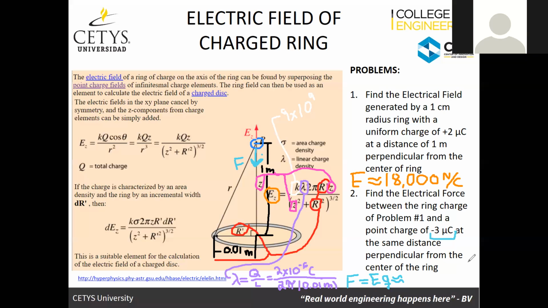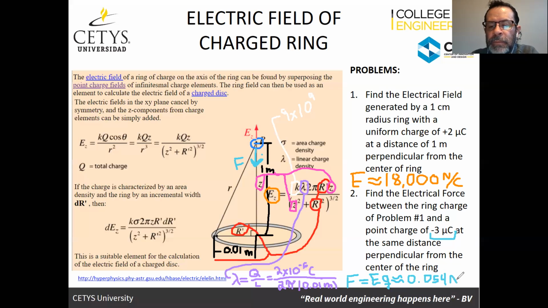I got negative 0.054. Yes, and these would be newtons. The negative only means that, if we were to interpret it with the sign, the force is going downwards.